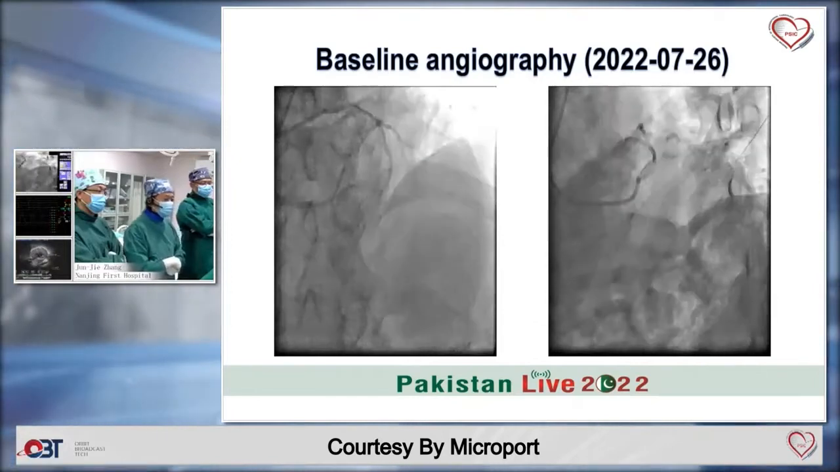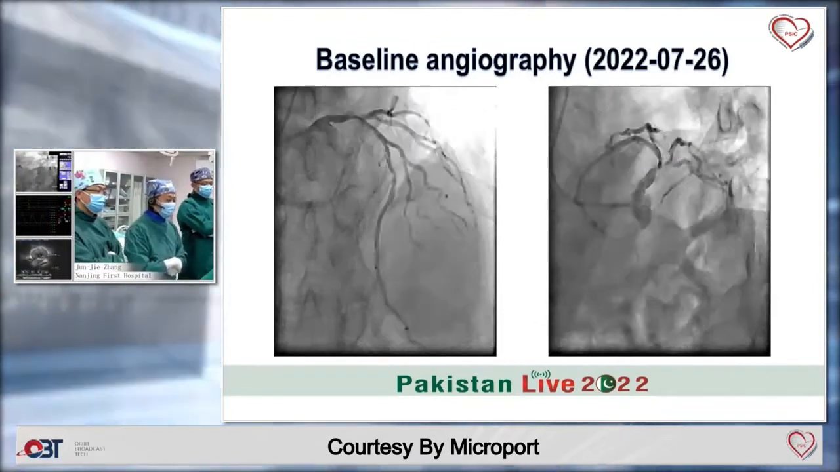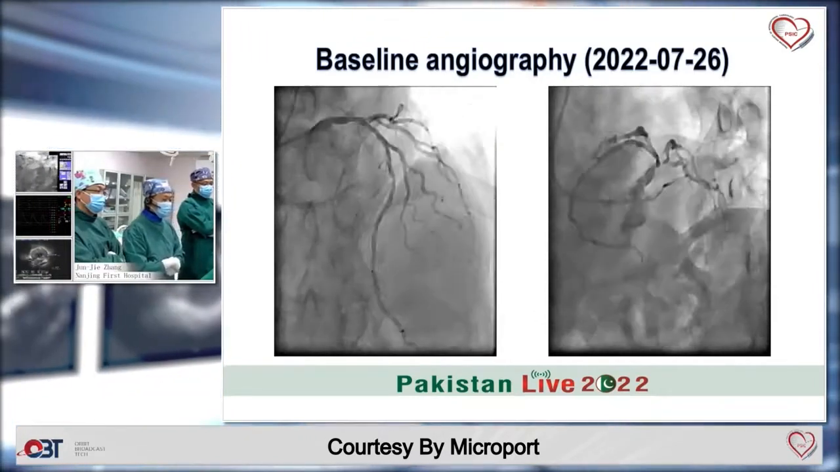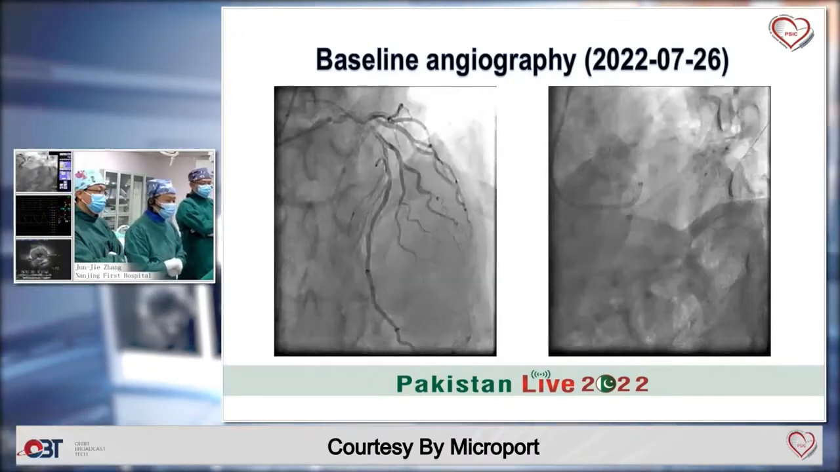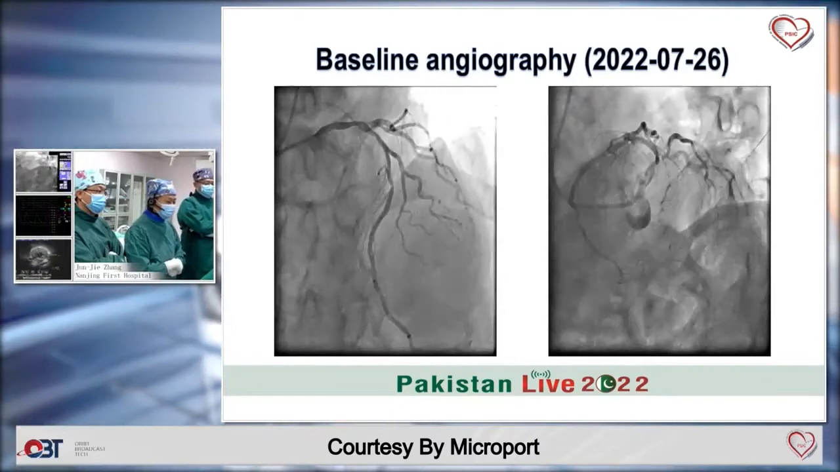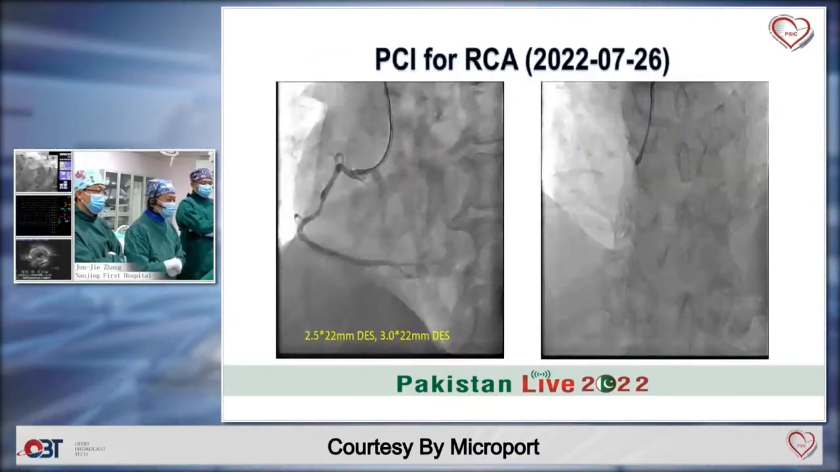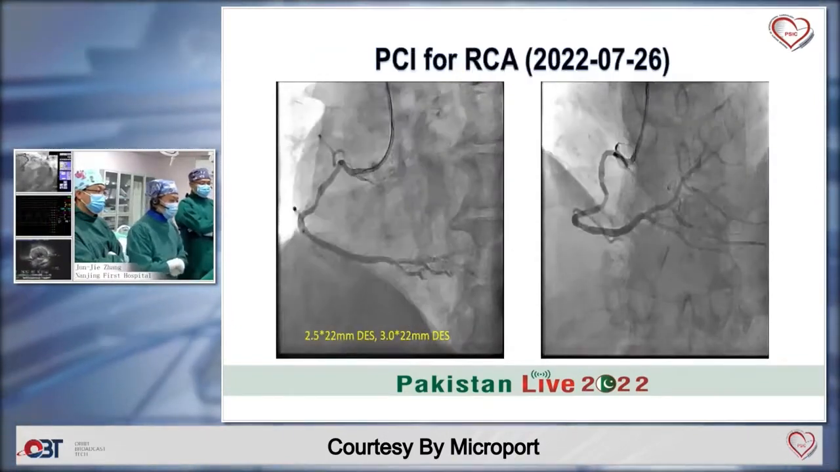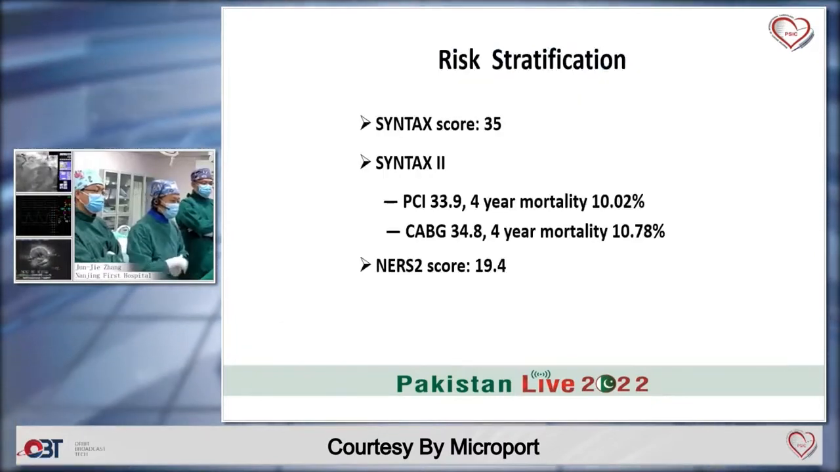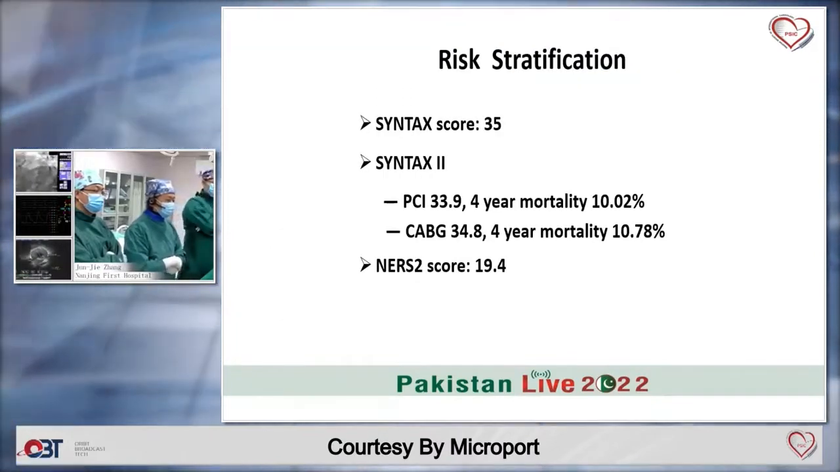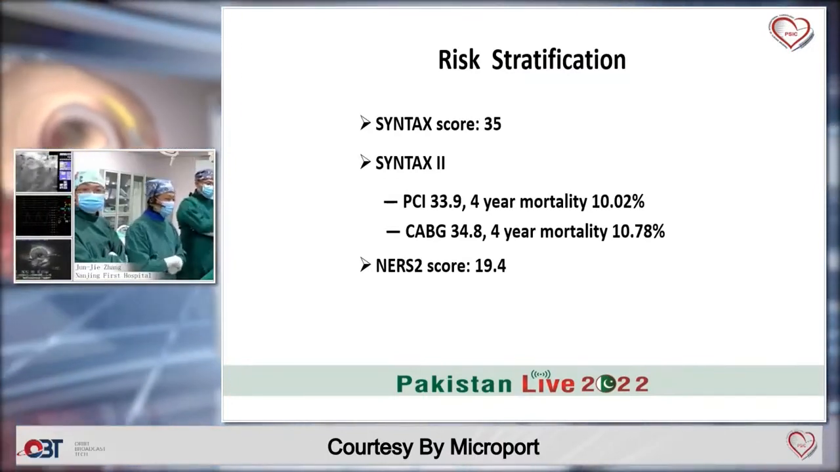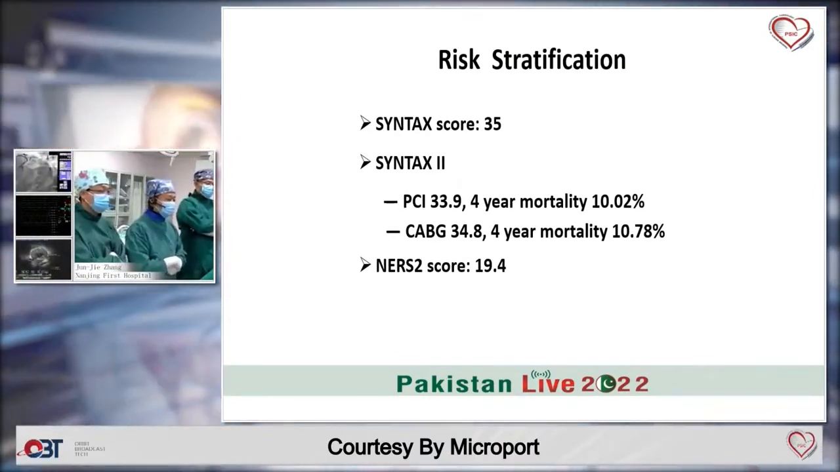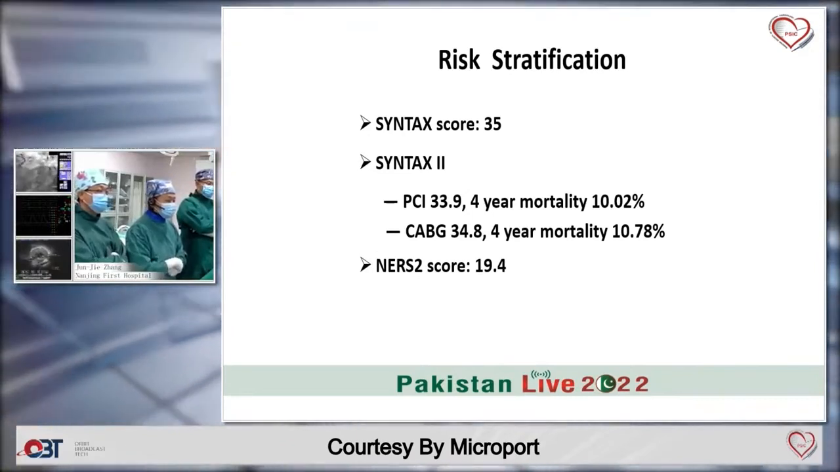From the spider view, we can see the bifurcation lesion very clearly, and the lesion involved the ostium circumflex, also the OM. So next. We did the PCI for this patient and used 2 drug-eluting stents with a 3.5 non-compliant balloon for POT dilation.